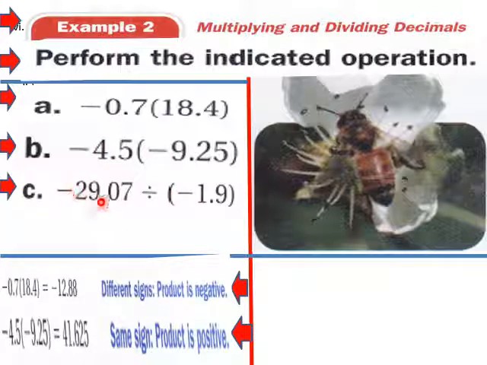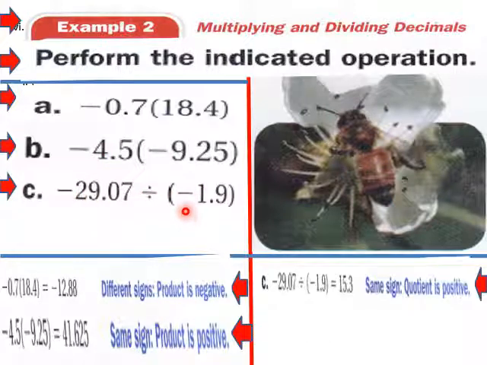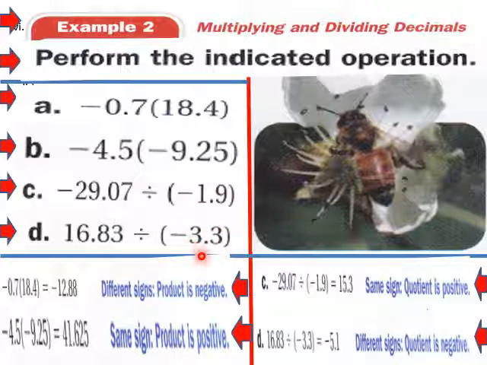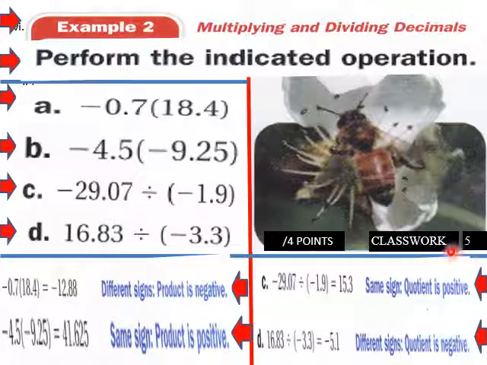And then a negative divided by a negative is what? It's a positive. So we have 15.3 here for C. And then D. A positive 16.83 divided by a negative 3.3 is going to be a negative, isn't it? It is, and it's a negative 5.1. You have different signs, so that's going to give you a negative quotient. And that's page 5 on your classwork, part 1.